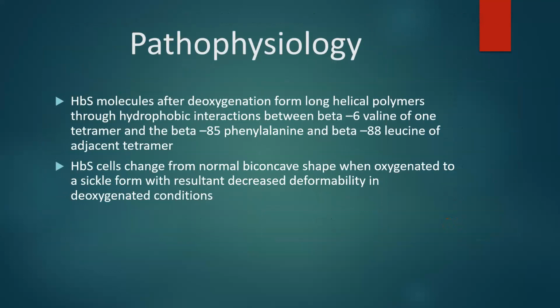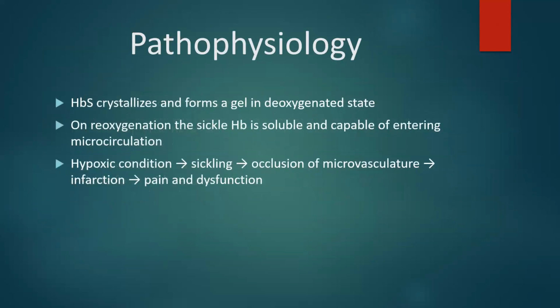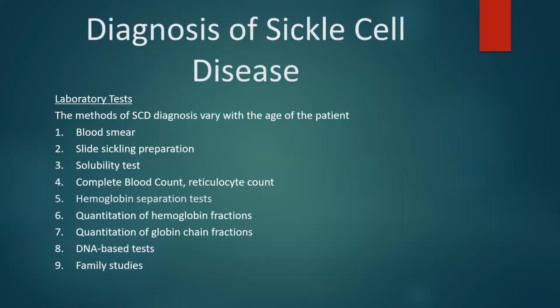So the pathophysiology: the hemoglobin S molecule undergoes deoxygenation through hydrophobic interaction, and this will change the concave shape into a sickling shape. Now, this sickling shape will undergo sickling, which will end up causing occlusion of the macro vessels, and this in turn will cause infection, leading to pain or organ dysfunction.